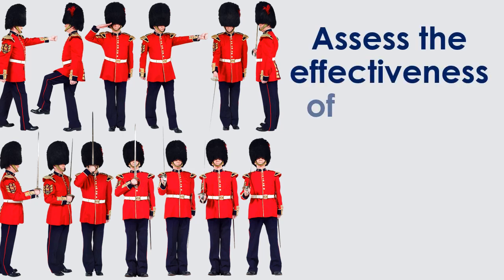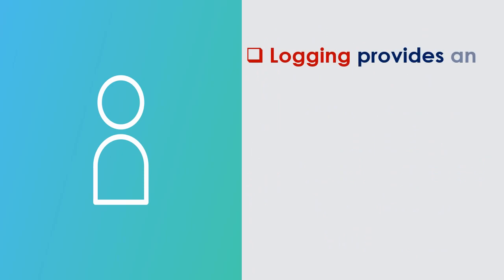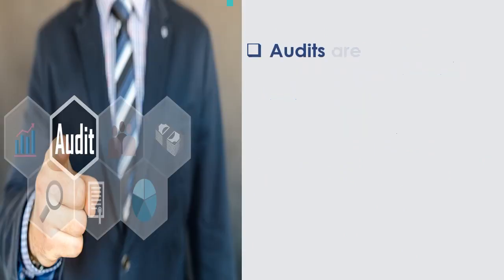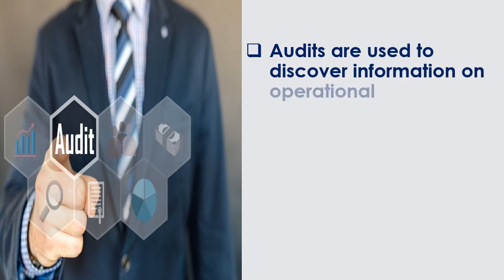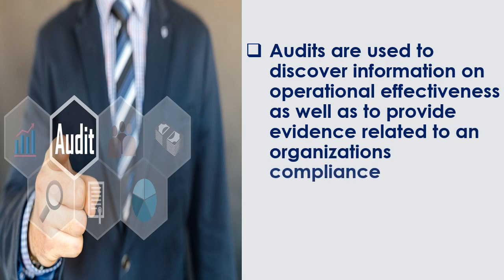Assess the effectiveness of software security auditing and logging of changes. Logging provides an authoritative record of activities and events in a system. Audits are used to discover information on operational effectiveness as well as to provide evidence related to an organization's compliance.